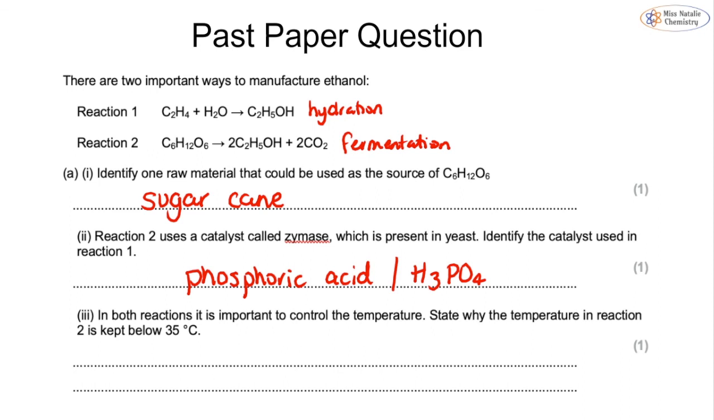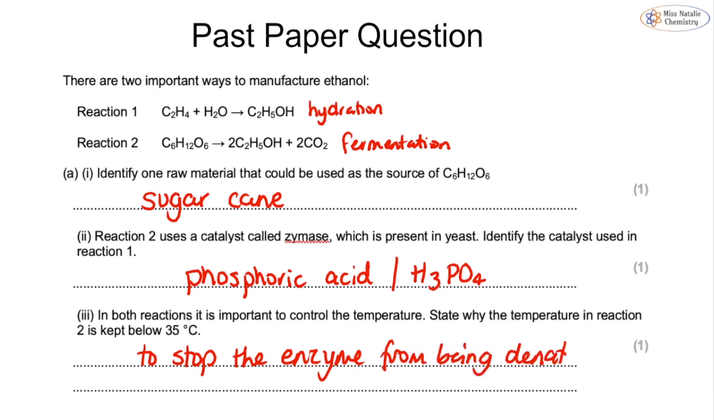And in both reactions, it's important to control the temperature. For reaction 2, we want to say why is it important to keep it below 35, and that is to stop the enzyme from being denatured. Remember, we don't want the enzyme to denature, because that changes the shape of the active site and it can destroy or kill the enzyme, and then our reaction doesn't happen.